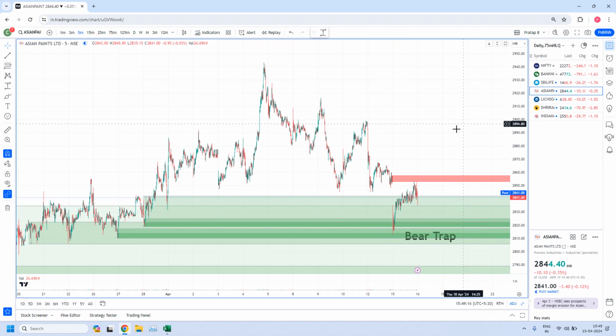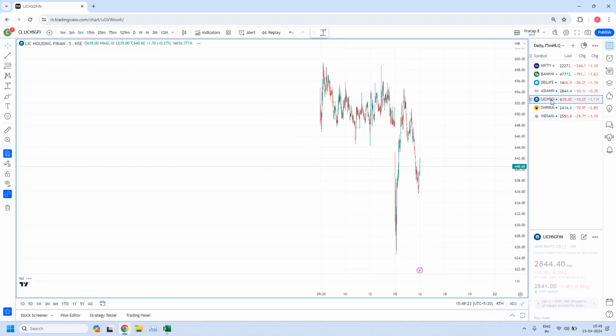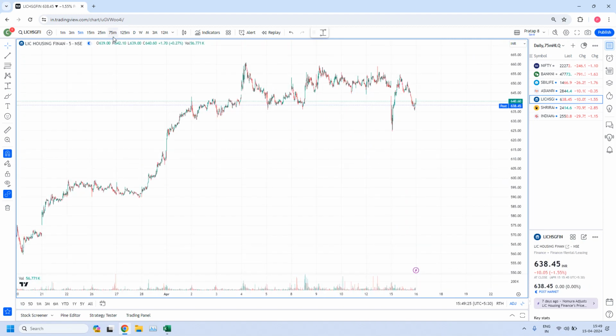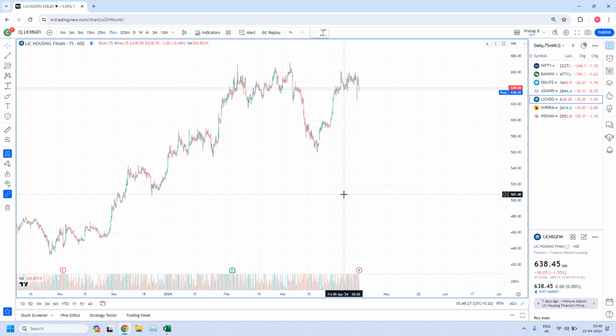Okay, apart from Asian Paints, what else? Today we got trades but were stopped out. So the next one is LIC Housing Finance. It is a 75 minutes high liquidity zone.